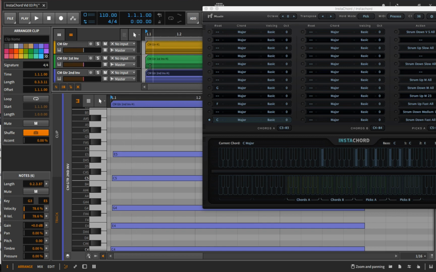I hope you have actually learned something from this, or gotten a better understanding of guitar voicings, and how they would be laid out on a piano roll, what other guitar plugins consider guitar voicings to be, and also what InstaChord considers to be basic guitar voicing, inverted guitar voicing, first inversion guitar voicing, and second inversion guitar voicing.